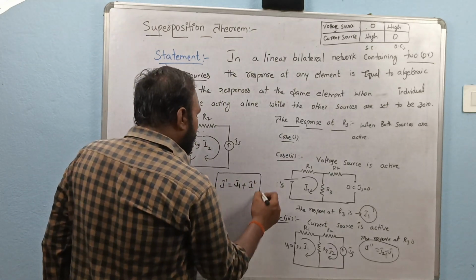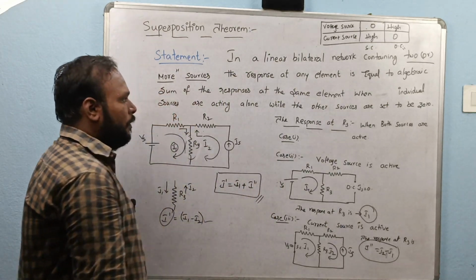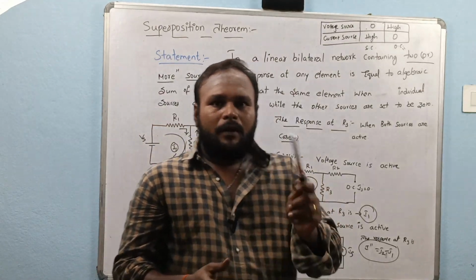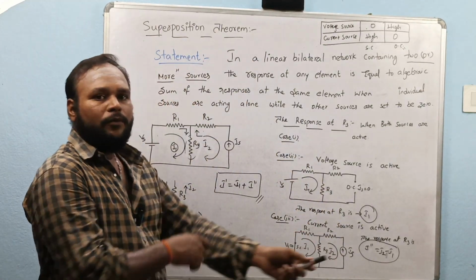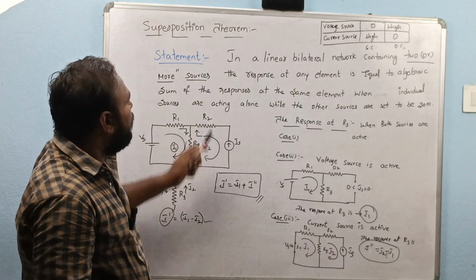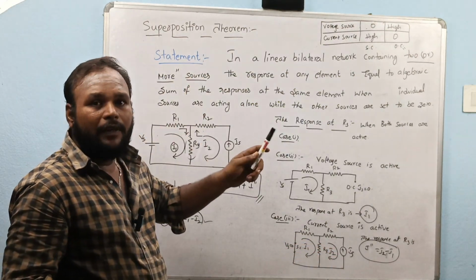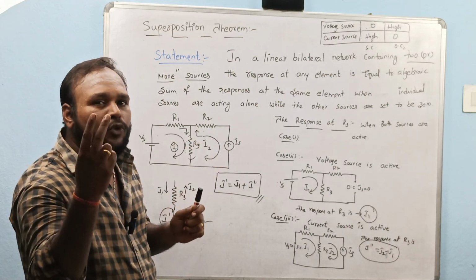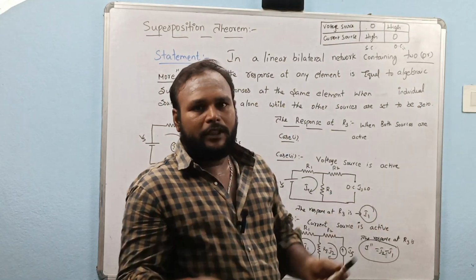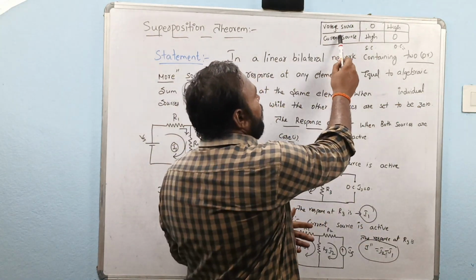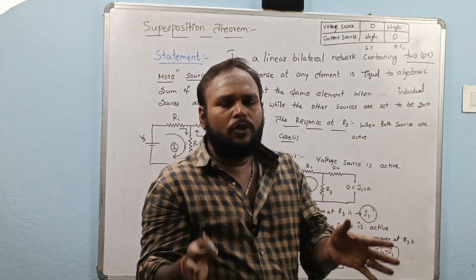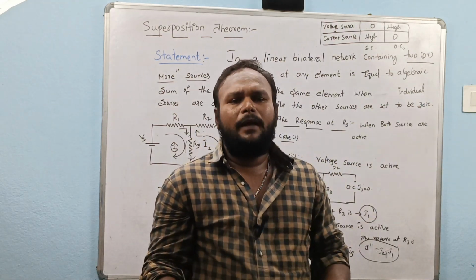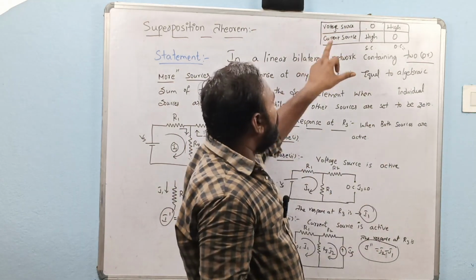And this condition equals, the theorem is proved. Very simple, this statement and this theorem. Don't feel it is tough. It is very easy. The superposition theorem is very, very easy. You have to keep two things in your mind. What are the two things? There are only two kinds of sources. One is voltage source, another one is current source. Either it is AC or DC, whatever the supply.